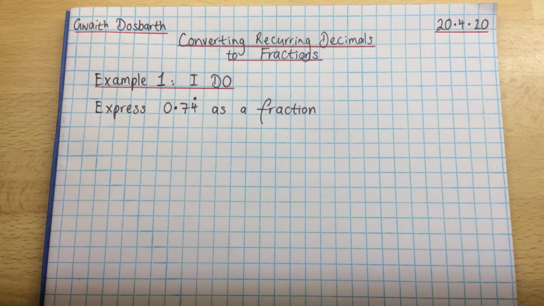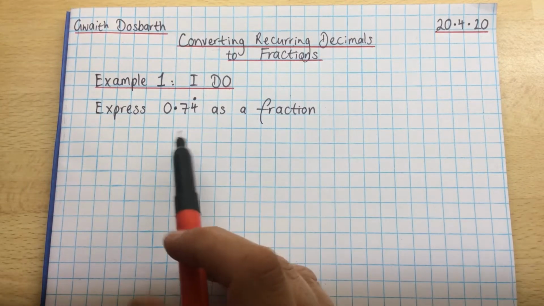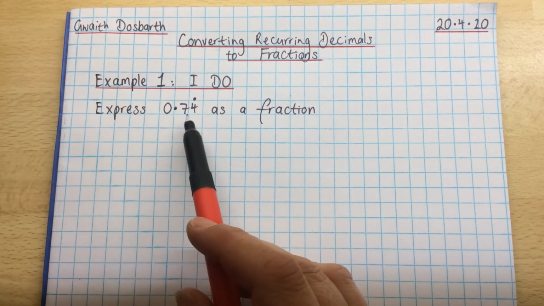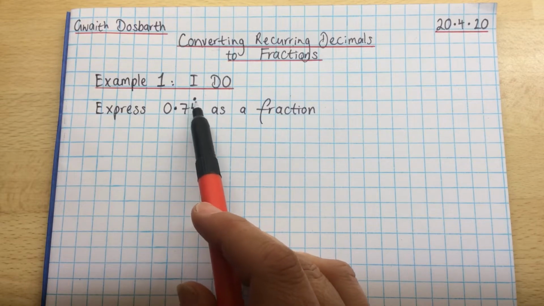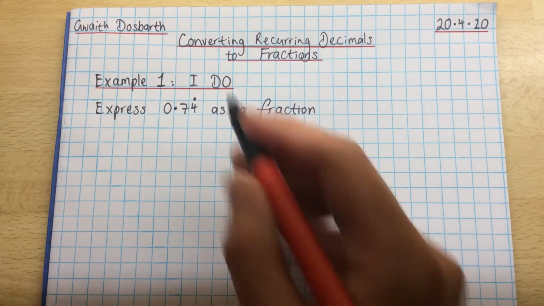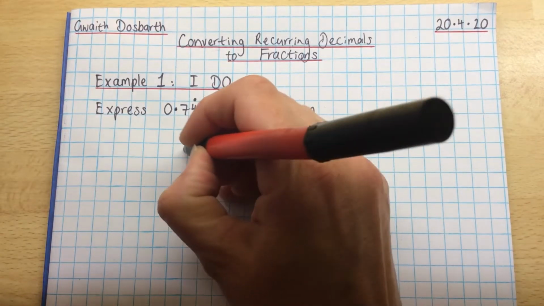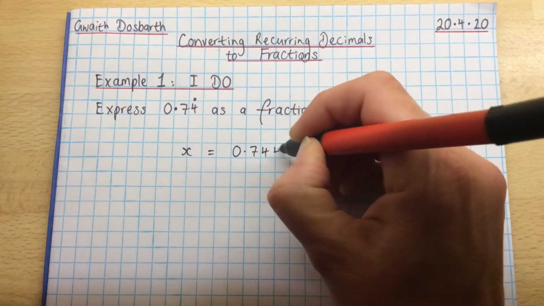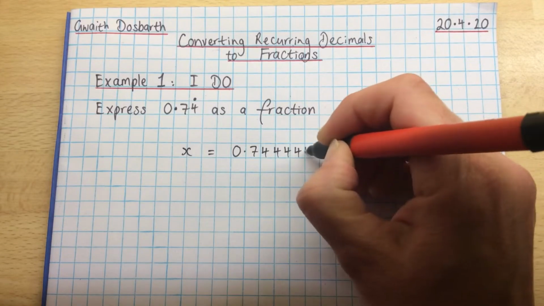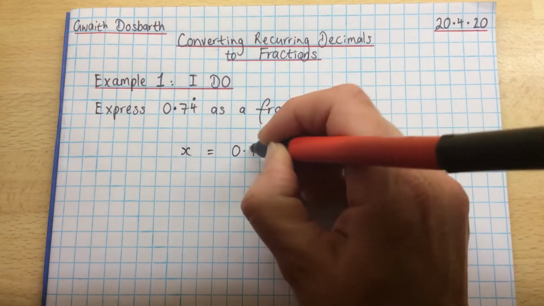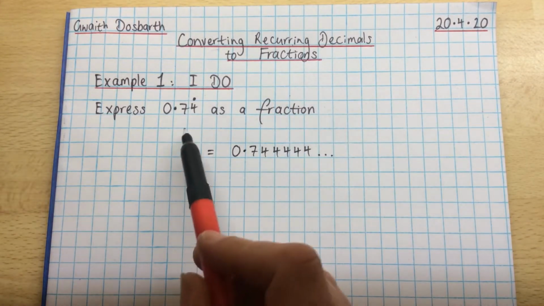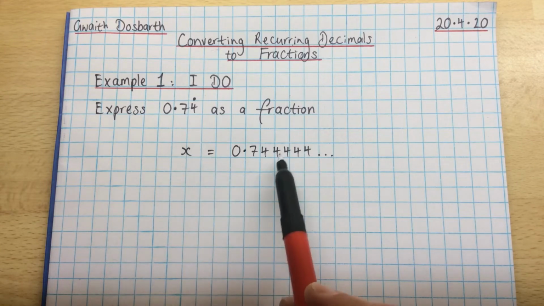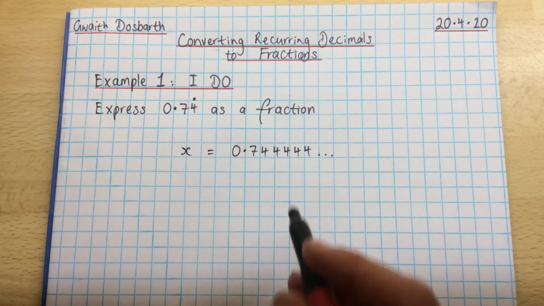So today's topic is converting recurring decimals to fractions. The first example I'm going to do for you: express 0.74 recurring, you can see there's a dot there, as a fraction. So we know that 0.74 recurring looks like this, so I'm going to put a few 4s at the end to show that that's what recurring means. And you'll notice I've put x equals here, which will become clear in a minute.